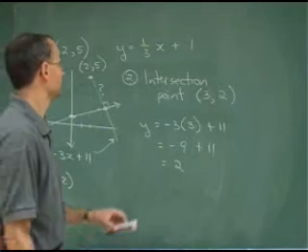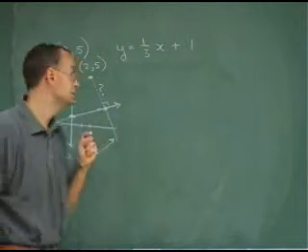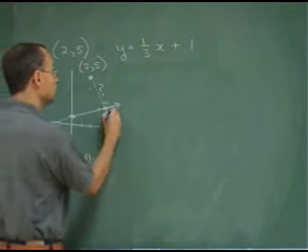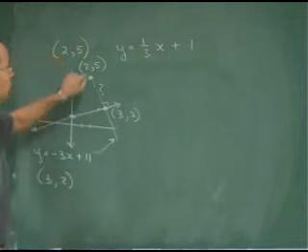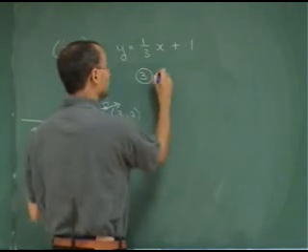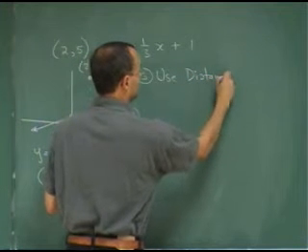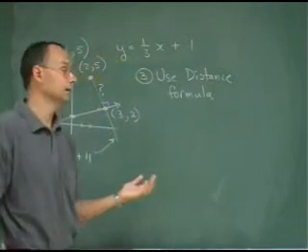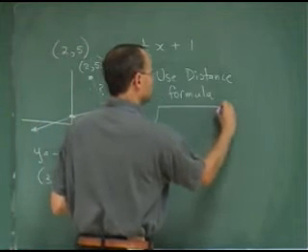And now comes stage 3. Remember what we're asked to find here, and that is the distance from this point essentially to this point. Now that I know what the coordinates of this point are, and I have the coordinates of this point, step 3 is simply use the distance formula. Plug them in and work it out. So let's do that.